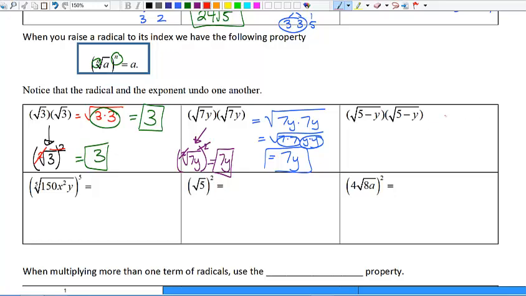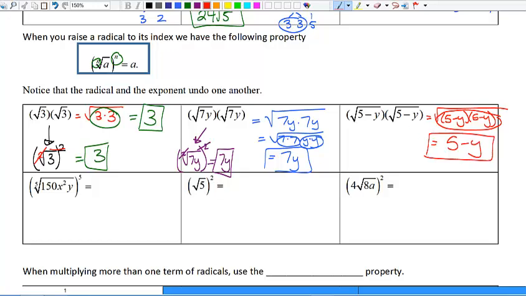On our next problem, we have the square root of 5 minus y times the square root of 5 minus y. Now even though 5 minus y is a binomial, the entire term 5 minus y in the parentheses has a group of 2, and my final answer is 5 minus y.